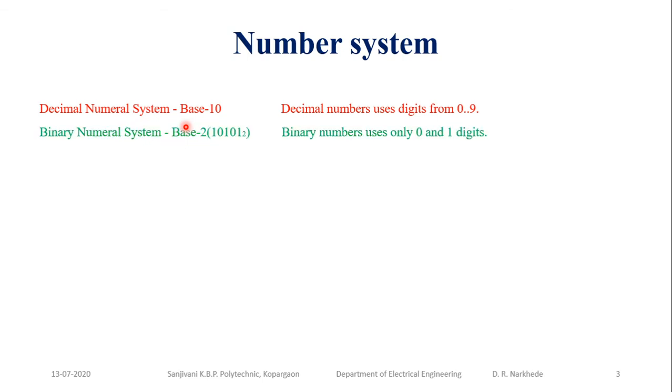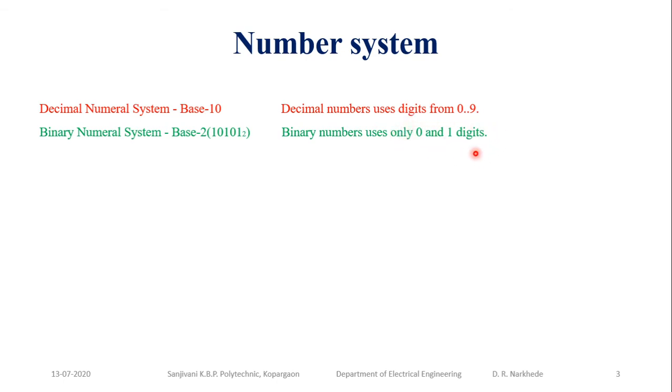Similarly, a computer works on the binary number system. The binary number system has base 2. Base 2 means the binary number system uses only two digits, one is 0 and the second is 1. Now, the question is how the computer or the PLC will understand zeros and ones. The PLC does not understand zeros and ones as such.